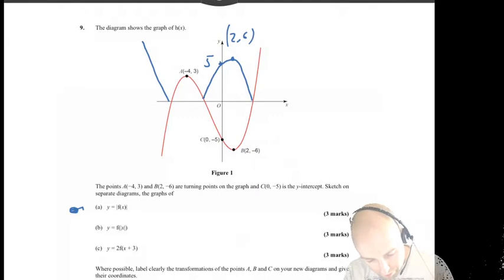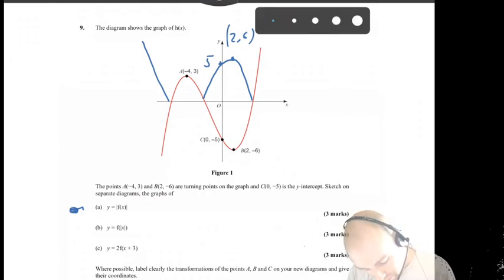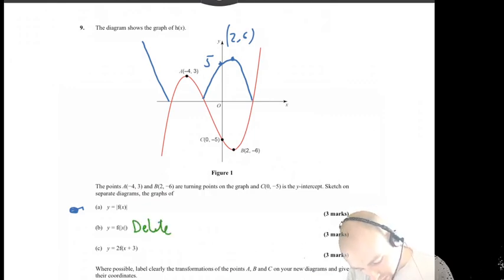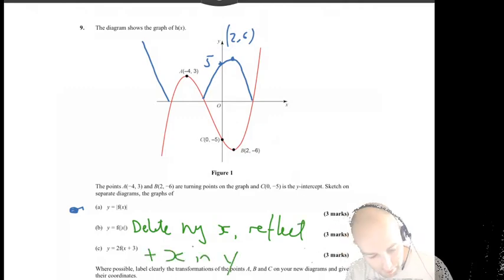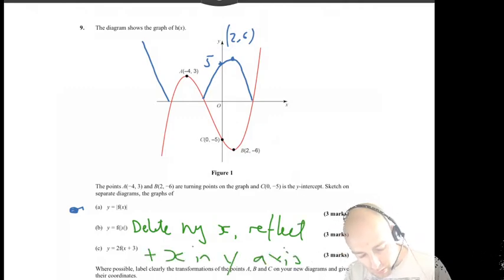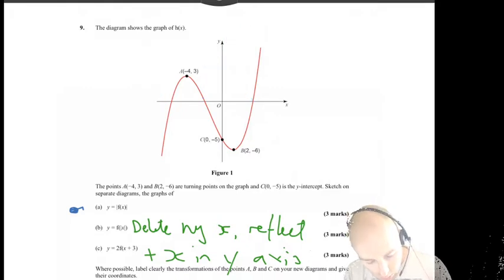Next one, I'll leave that for a sec, is the one Roddy was asking about. So we're reflecting all the, so delete negative x and reflect positive x in y axis. So all of this stuff is gone.